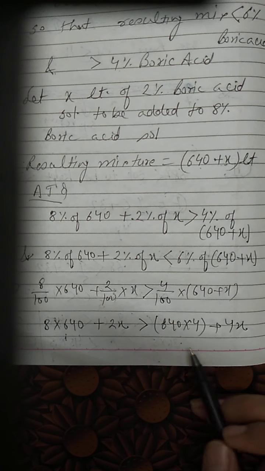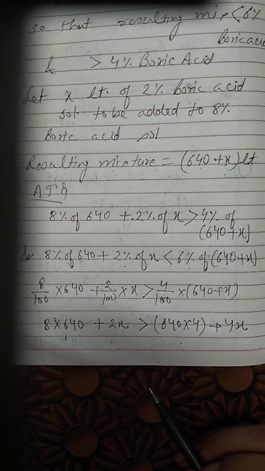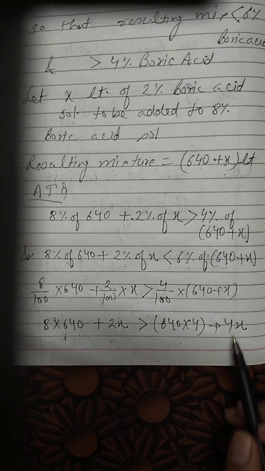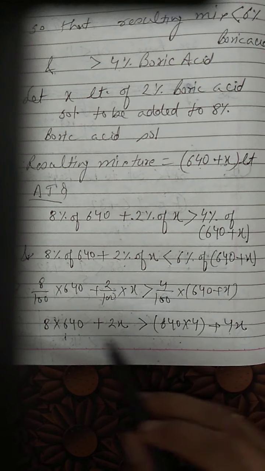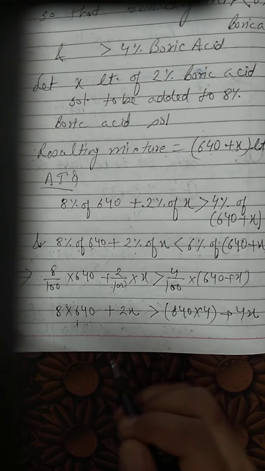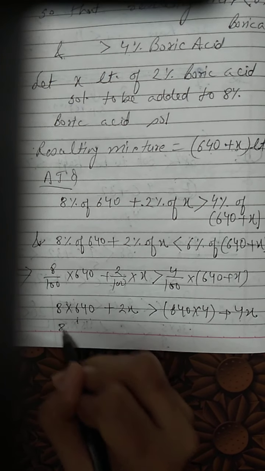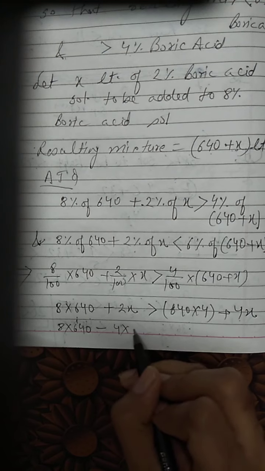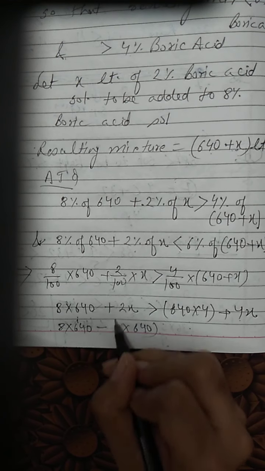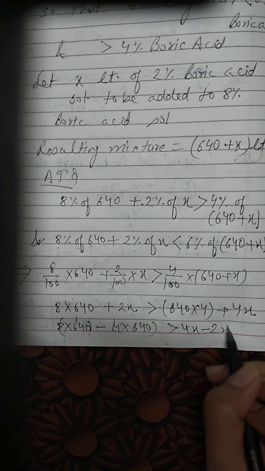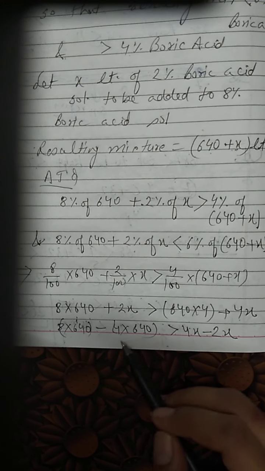Now after this, what we will do is just transpose our terms, right? So 2x, if I take to the right hand side, and 640 into 4, if I take to the left hand side, we will be able to get the answer. So we will get here 8 into 640 minus 4 into 640, it is greater than 4x minus 2x. Now I hope you are getting 640.